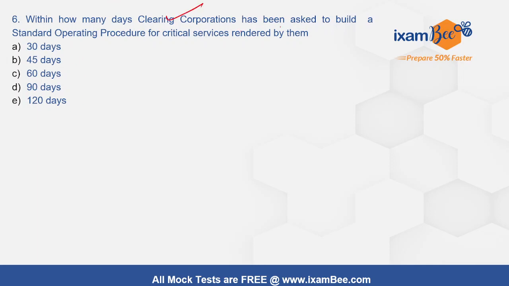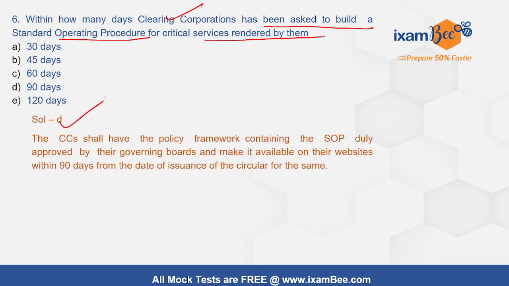clearing corporations have been asked to build a standard operating procedure for critical services rendered by them. So they have been asked to come up with an SOP, standard operating procedure. Within how many days of issuance of this circular have they been asked to come up with this particular standard operating procedure? The answer is 90 days. They need to make it available on their websites within 90 days from the date of issuance of the circular, right?